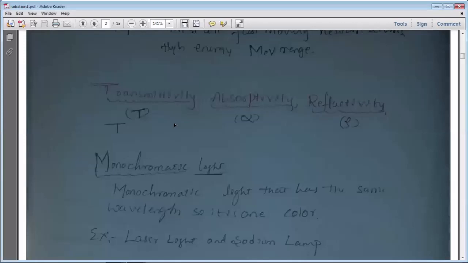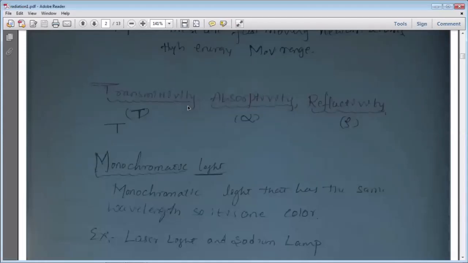How much is absorbed by the material itself? And how much reflectivity takes place? So we need to discuss that. The terminology is transmittivity, absorptivity, and reflectivity. Transmittivity is denoted by tau, also called T. Absorptivity is called alpha, and reflectivity is denoted by rho.